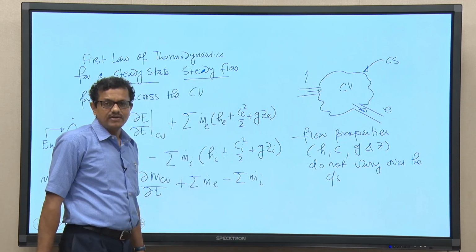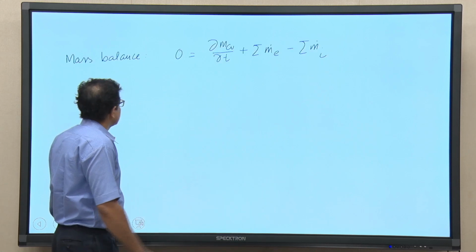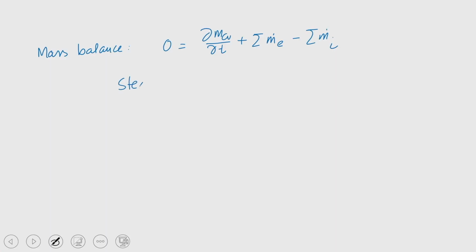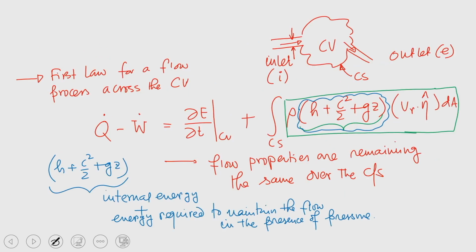So, inlet and outlet is remaining fixed, and if we apply the steady flow assumption, we can write dm_CV/dt equal to 0. If we go back to this equation, so ρ V_r dot n̂ dA, this is over the control surface, and this is the control volume.